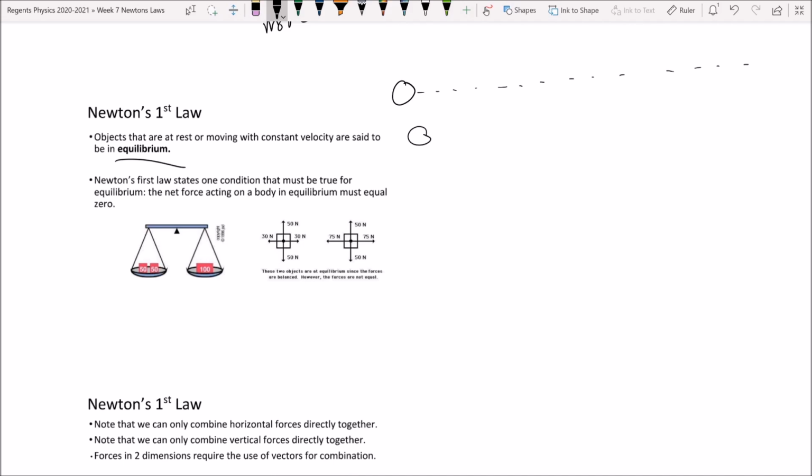If you look here, here's a scale. There's, we'll say, 100 newtons of force pulling down on this side. And here we also have 50 and 50, 100 newtons pulling down. So this point is in equilibrium.